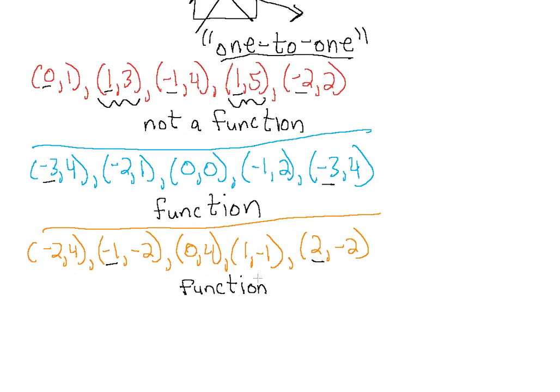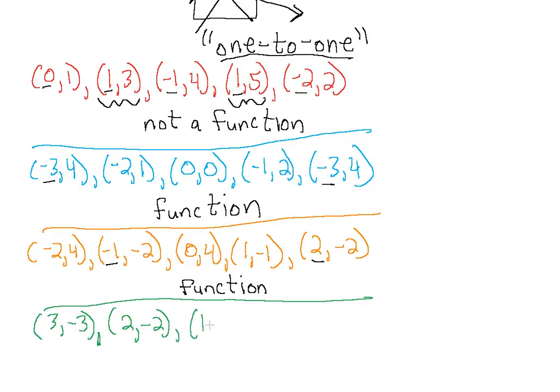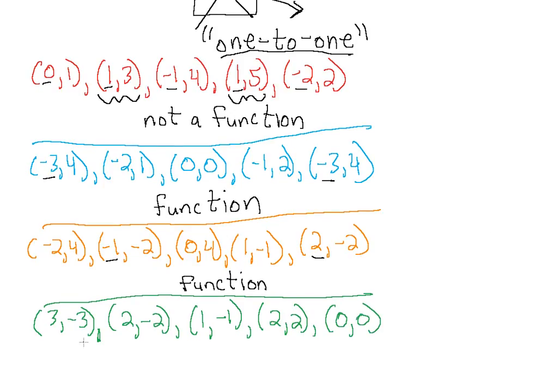Let's go ahead and look at one more. Let's say we have the relation (3, -3), (2, -2), (1, -1), the point (2, 2), and let's just go ahead and include the origin in here as well. Okay, so what we want to do is look and see if we have an x value included in the relation of points that appears more than once. And here we have the x value 2 appearing in two different points.